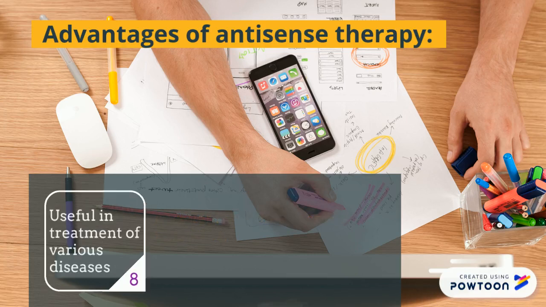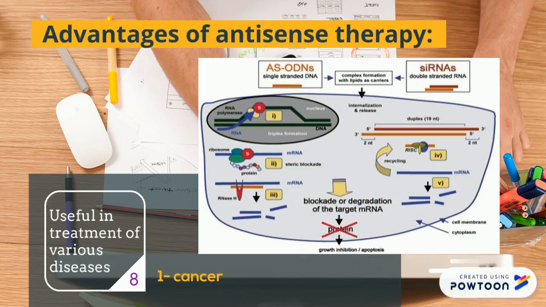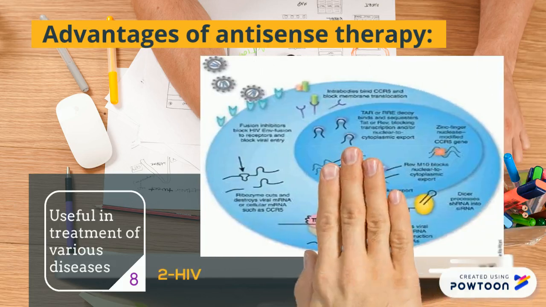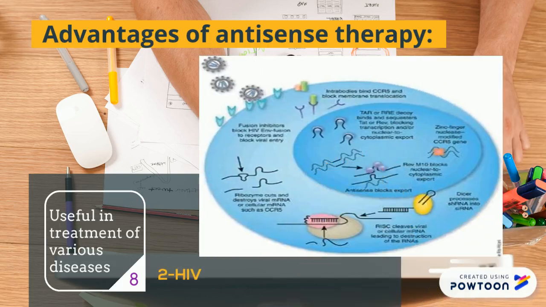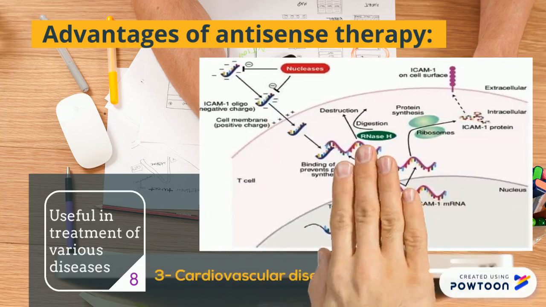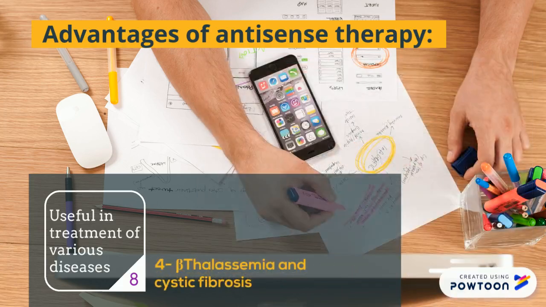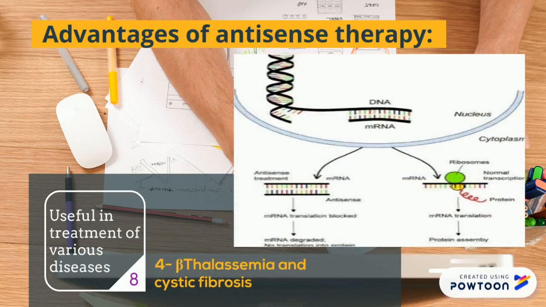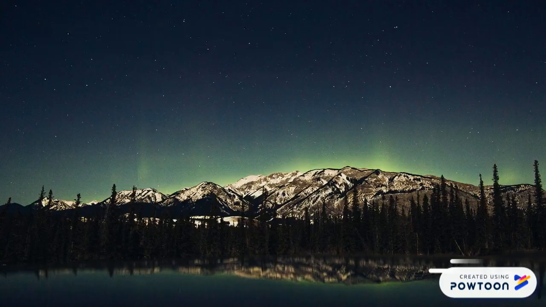Useful in treatment of various diseases including cancer, by stopping expression of genes responsible for synthesis of proteins that stimulate cancer growth. HIV: antisense antivirals prevent viruses from replicating by binding and altering or suppressing the function of viral DNA or RNA. Cardiovascular diseases, and beta thalassemia and cystic fibrosis, by restoring normal splicing of the beta-globin gene in beta thalassemia patients.